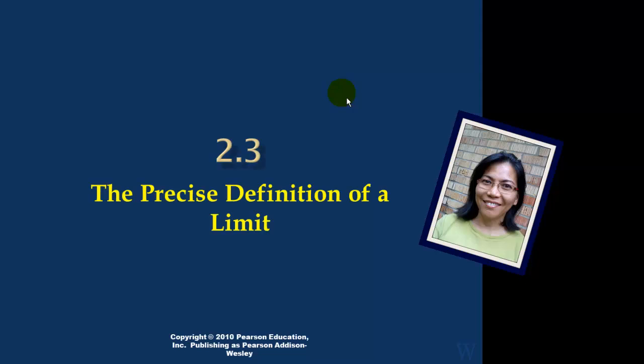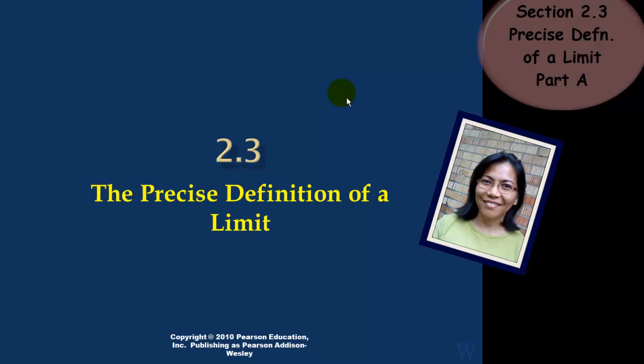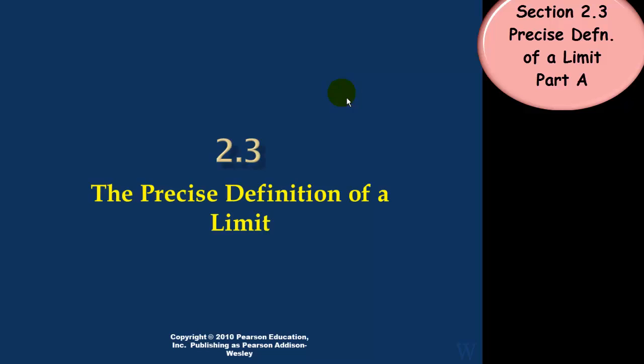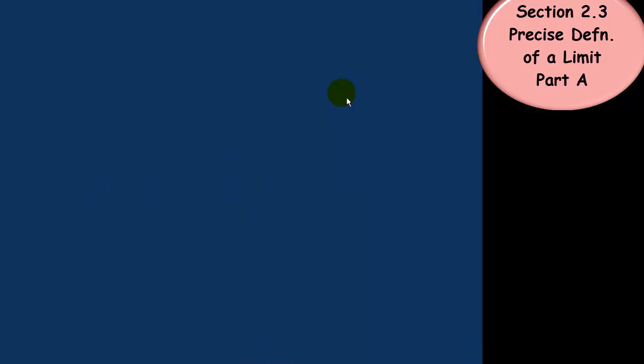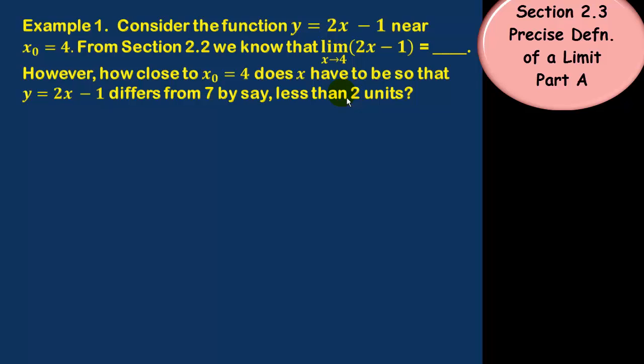Section 2.3. The precise definition of a limit. As a motivation, let's consider this example from your book. Example 1. Consider the function y equals 2x minus 1 near x₀ equal to 4.